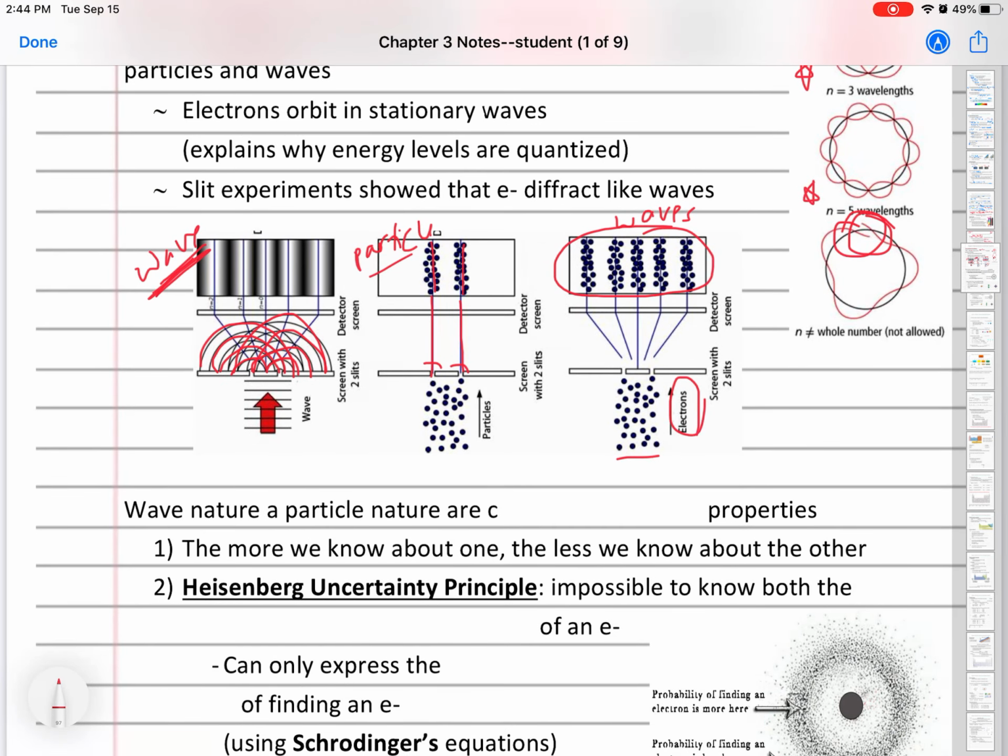Yay! So these two different features, the wave nature and the particle nature, are what we call complementary properties.